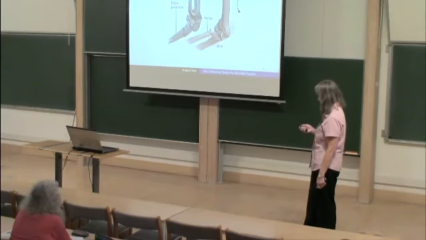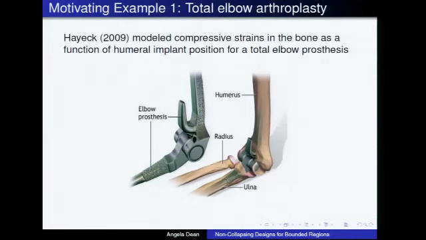Okay, so this is a real experiment that Tom was involved in with some researchers at Cornell University, and it was to do with modeling compressive strains in the bone as a function of the humeral implant position in an elbow prosthesis. Okay, so there's the prosthesis, and here it is inserted into the elbow.